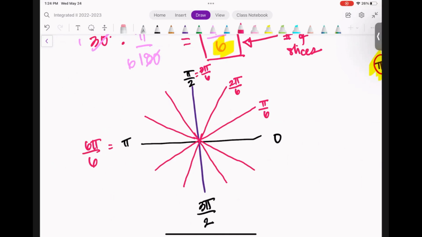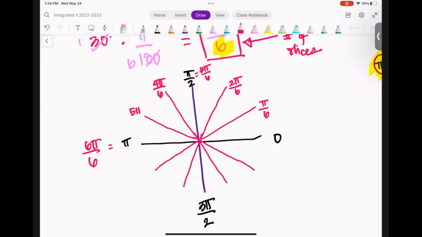So let's keep going. So pi over 6, 2 pi over 6, 3 pi over 6. What comes next? Yes, 4 pi over 6. Very good. Continue with me. What's next? 5 pi over 6. All right.